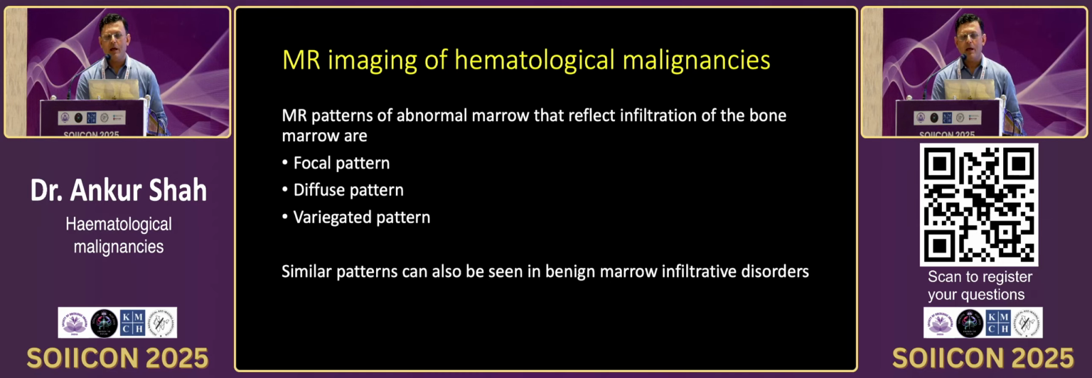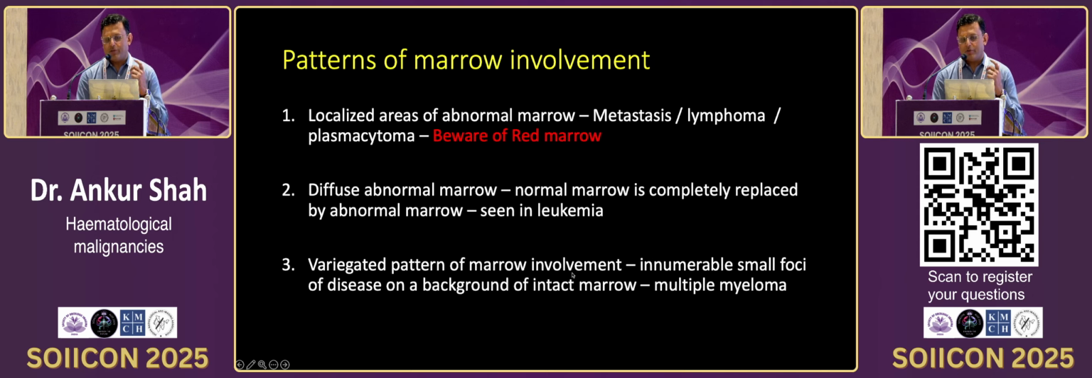involvement. The MR pattern in this bone marrow involvement can be either focal pattern, where it can be involving only one part of the bone, or it can be a diffuse marrow infiltrative lesion, and sometimes it can be showing the variegated pattern. And these similar patterns can be seen in benign marrow infiltrative disorders also. So whenever you see localized areas of abnormal marrow, you can think of, apart from lymphoma and plasmacytoma or multiple myeloma, you should also think about metastasis, and always keep in mind the focal areas of red marrow, because that might be seen as a focal area of localized abnormal marrow.